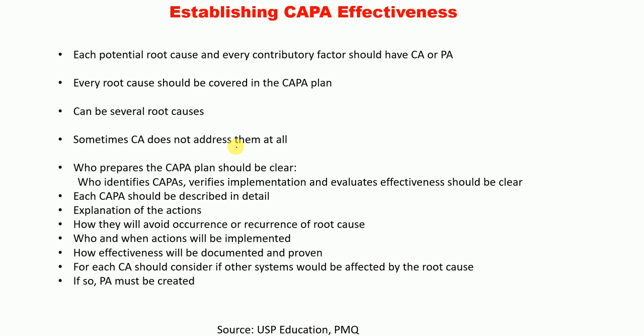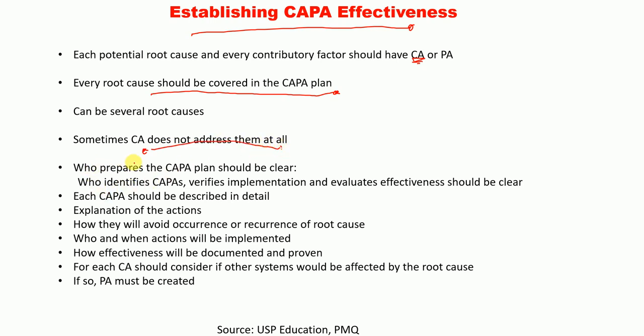Establishing CAPA effectiveness. Okay, we identified the root cause and made the CAPA plan, and then we have to establish CAPA effectiveness. So how are we going to establish CAPA effectiveness? Each potential root cause and every contributory factor should have a corrective action or preventive action. Okay, every root cause should be covered in the CAPA plan. There can be several root causes, and sometimes the corrective action does not address them at all.